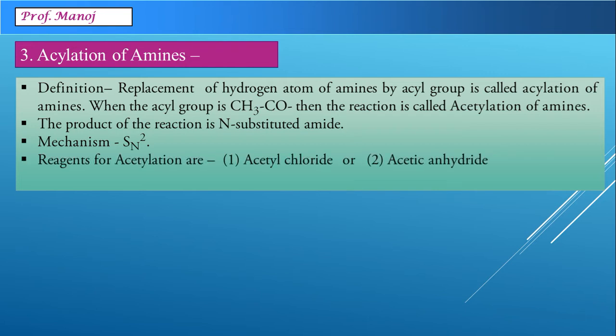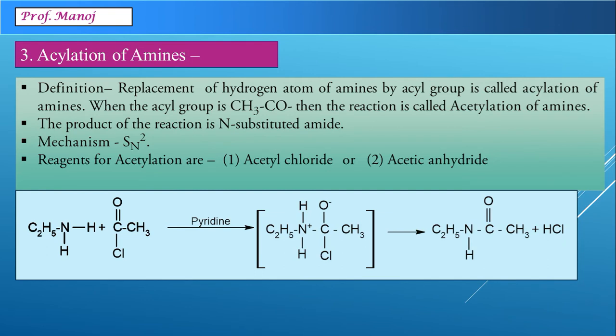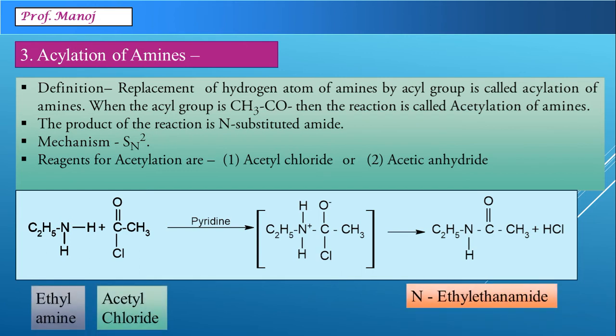Acylation, or rather acetylation, is popularly carried out by two reagents, either acetyl chloride or acetic anhydride. We will see one example of each. Now you can see in this example, the first molecule is C2H5NH2, the primary amine ethanamine. This is treated with acetyl chloride. In the presence of pyridine, first it forms a complex and then an HCl molecule is lost to produce the N-substituted compound. The product which you receive is called N-ethyl ethanamide.